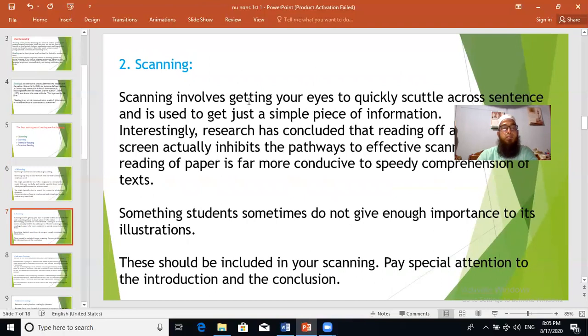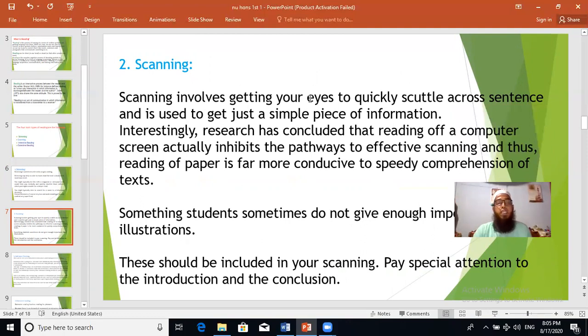Next is scanning. Scanning is also a quick reading, but it's different. Look at the meaning here. Scanning involves getting your eyes to quickly scuttle across a sentence and is used to get just a simple piece of information. That means when we are reading very quickly just for a specific piece of information, that is scanning. Interestingly, research has concluded that reading off a computer screen actually inhibits the pathways to effective scanning, and thus reading on paper is far more conducive to speedy comprehension of texts.